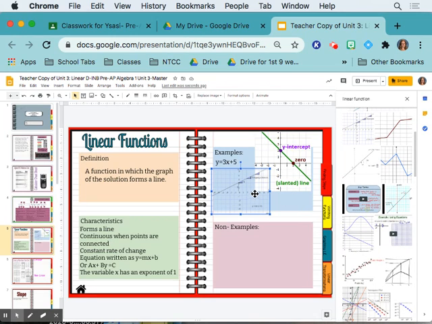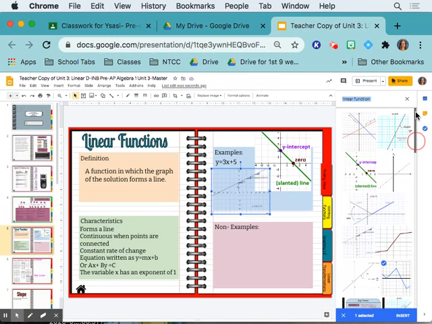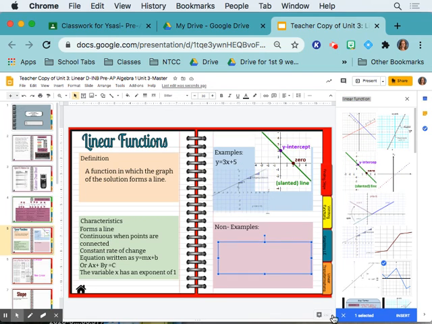So it can go positive, negative. It could be just a straight line. Let's see. Did y'all insert something? Okay, good.